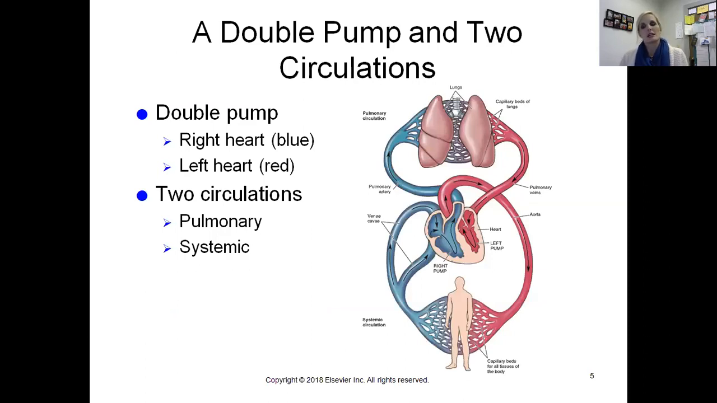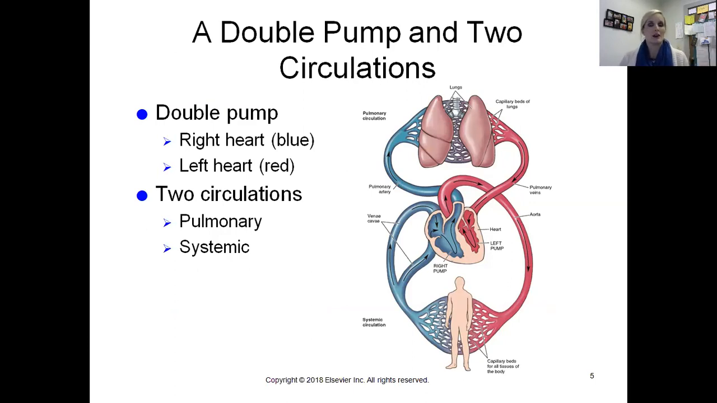So our heart acts as a double pump. It has 2 different circulations. If you can see in this picture here, let me tell you a little bit about what we just talked about with blood in our previous chapter. Remember how I mentioned that blood was our transporter in our body, that its job is to deliver oxygen and nutrients to all of our tissues throughout our body.